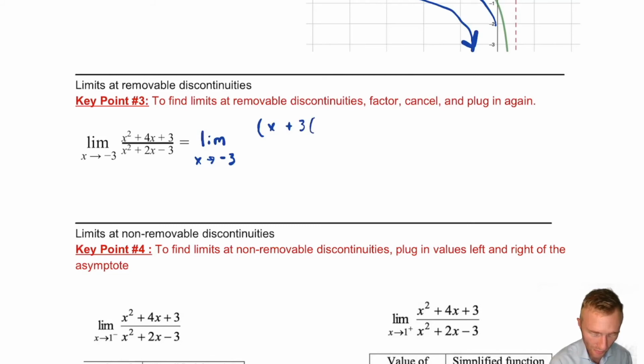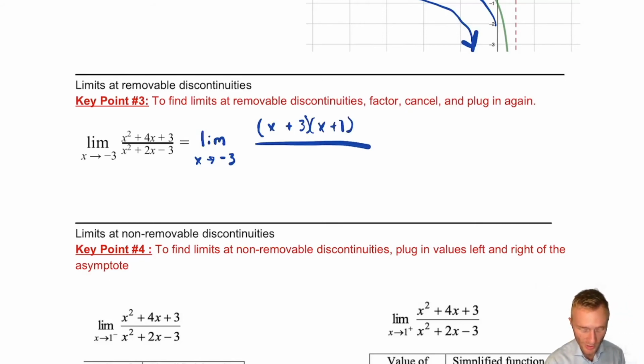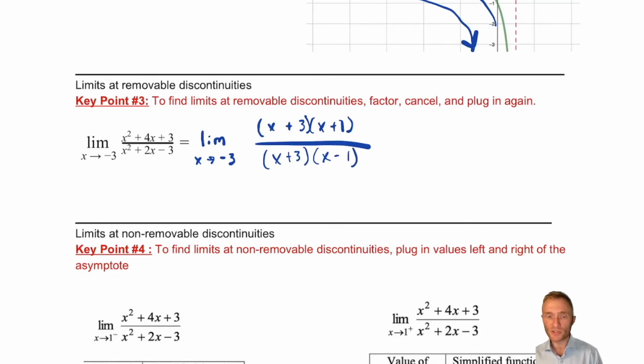You'll get a lot of factoring practice. x plus 1 over x squared plus 2x minus 3. That's going to be x plus 3 times x minus 1 when we factor, so we get the plus 2x in the middle. So you'll notice what happens, right?